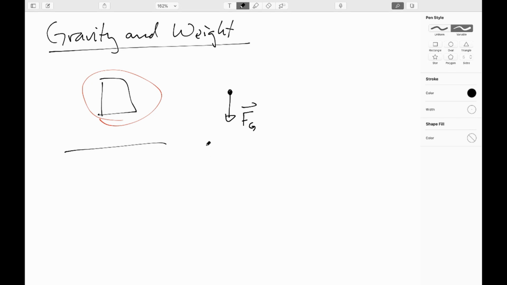Now, it is a correct model of things to say that the gravitational force that an object feels is equal to its mass times g. Now, this is the object's mass, and this g here is what's called the local gravitational field strength.